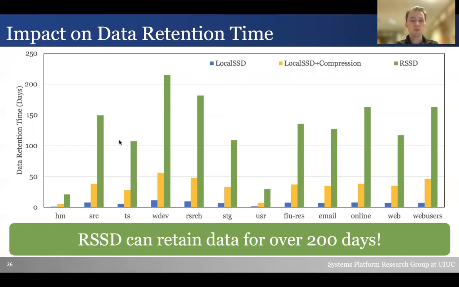To test the retention time, we fill the SSD to 50% and start running various real-world traces to mimic storage operations. Local SSD can retain data for 1 to 11 days before filling up and rejecting writes. Through compression, local SSD plus compression is 6.4 times more effective. RSSD is even more effective than this and can retain data for over 200 days by transferring data to the remote cloud without rejecting writes until the SSD is truly full entirely with valid data.